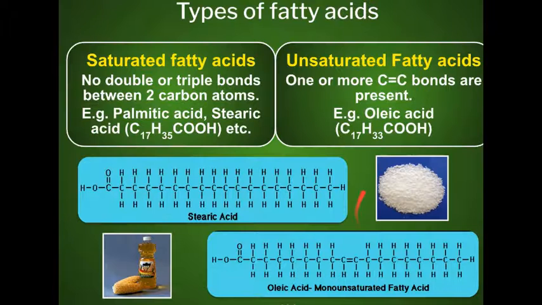The types of fatty acids can vary. They can be saturated or unsaturated. Saturated means there is no double or triple bonding between two carbons. As you can see here, stearic acid is a saturated fatty acid. There is no double or triple bond shown anywhere. It is all single bonds. Whereas unsaturated fatty acids are the ones which have the double bonds. You can see here oleic acid is an example. The double bond is present here.